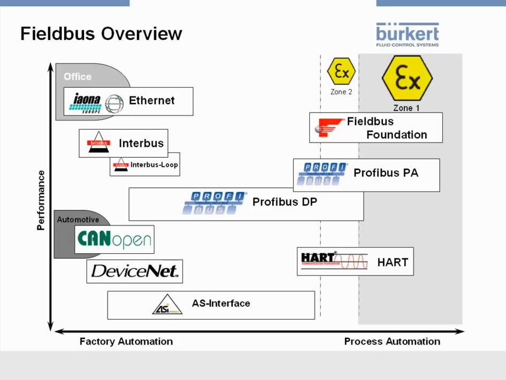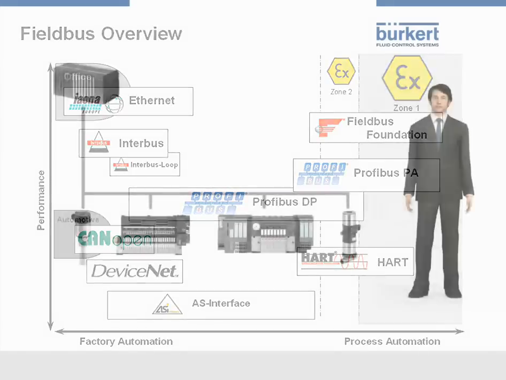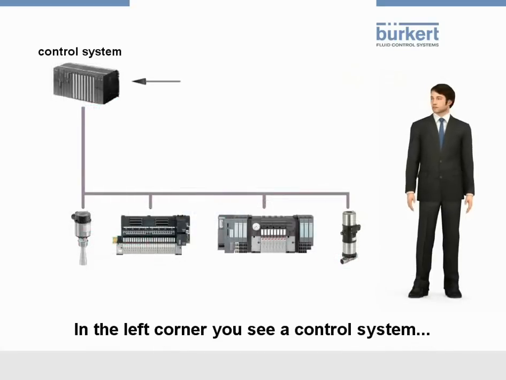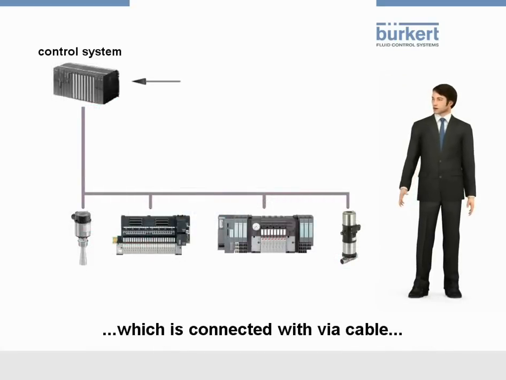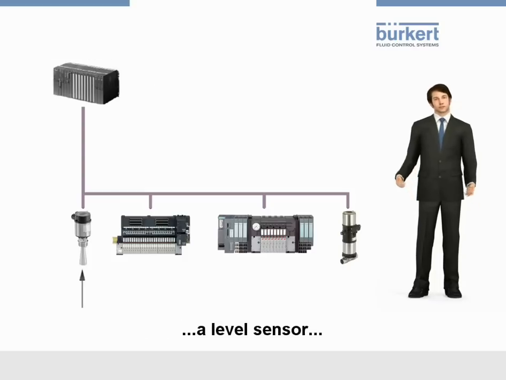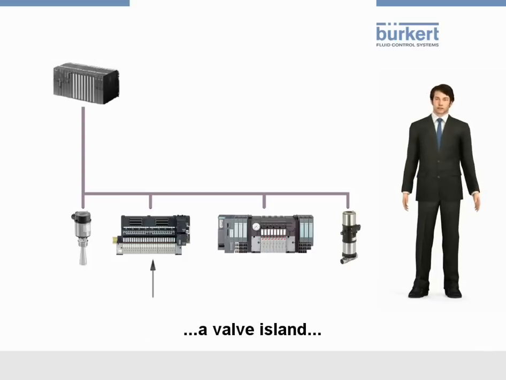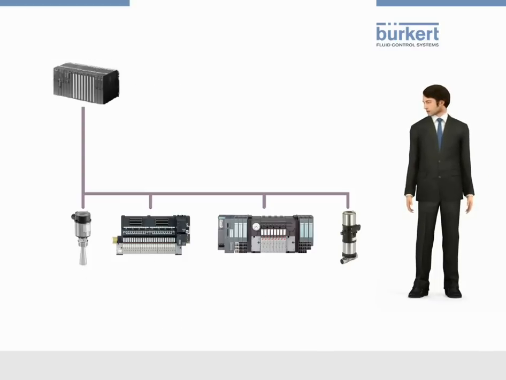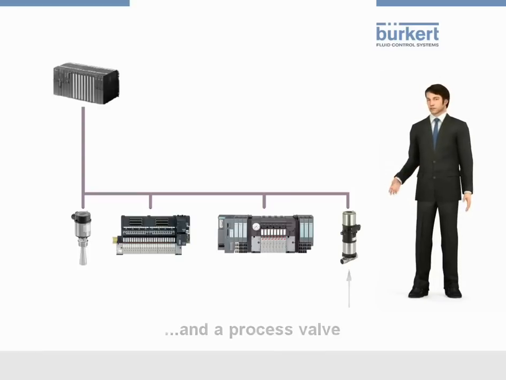With the following example, we'd like to show you how different devices communicate with each other within a Fieldbus network. In this example, we're using Profibus. In the left corner you see a control system, which is connected via a cable to the illustrated Bürkert devices, a level sensor, a valve island, an automation system, and a process valve.